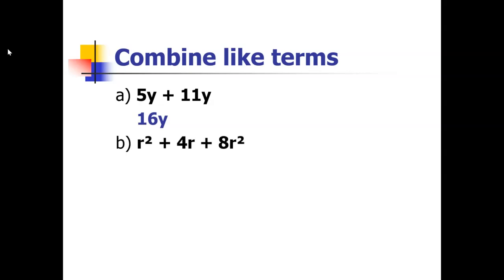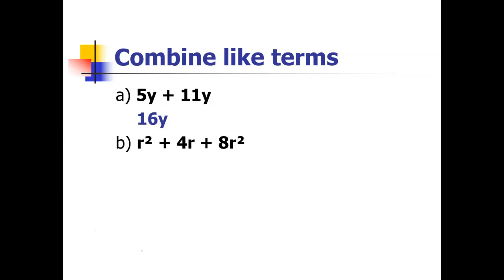Let's combine now the like terms. 5y plus 11y. Y and y, same letter, in the power 1. Whenever we combine the terms, we do not touch the variable. We will leave the variable as is. Instead, we will add the numerical coefficients and attach them to the variable. In this case, 5 plus 11, which will be 16. The answer goes with y. 16y is your answer.